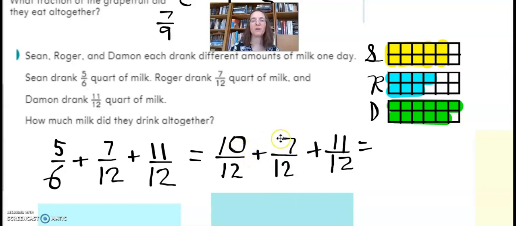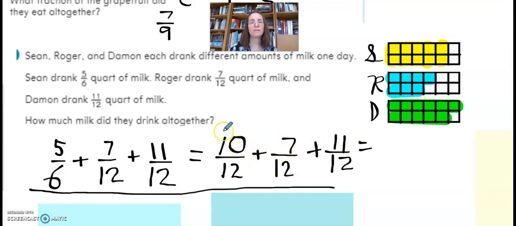So here I've got 10/12 plus 7/12 plus 11/12. When I add it all up, let's see, 10 plus 11 is 21, and 21 plus 7 will be 28/12. And I will wind up with this beautiful improper fraction. But is this its simplest form? Aha! We're going to express all our answers in their simplest form.